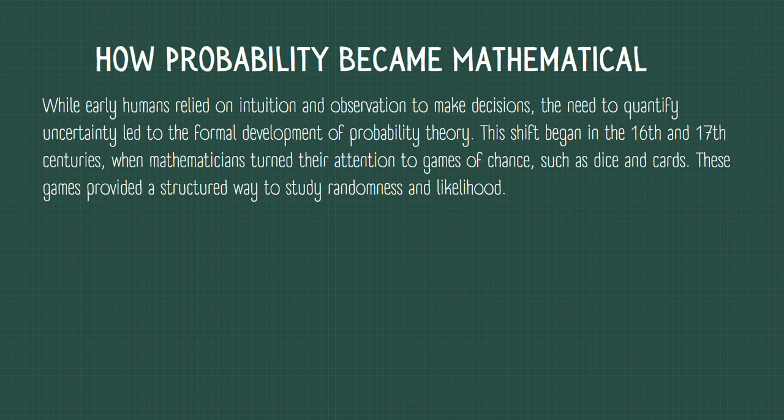We have used probability unconsciously, without mathematics, but how did probability become mathematical? While early humans relied on intuition and observation to make decisions, the need to quantify uncertainty led to the formal development of probability theory. The shift began in the 16th and 17th centuries when mathematicians turned their attention to games of chance such as dice and cards. Earlier, in the 16th and 17th century, people used to play cards and dice as gambles.